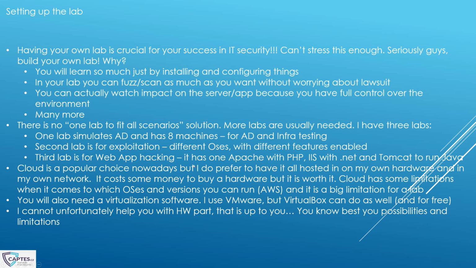Then I have a second lab with different OSes, which is mostly for exploitation. I have Windows with different service packs and stuff like that. And the third lab I have is for web hacking, so I have a combo. One is Apache with PHP. Second is IIS, which can run .NET. And there is one more machine with Tomcat, which can run Java code. So depending on which area I would like to focus on, I can start such a VM.